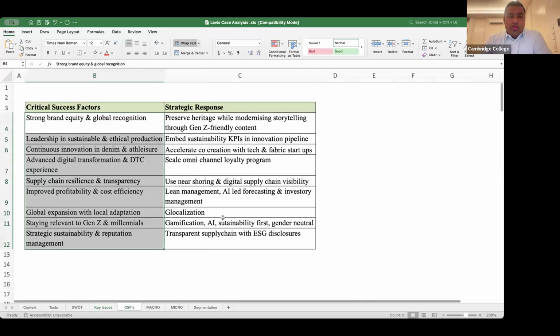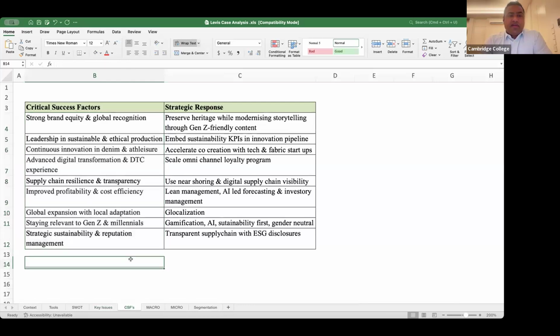So in terms of the critical success factors, what are the factors that are critical to succeed in this business? Strong brand equity and global recognition, leadership in sustainable and ethical production.